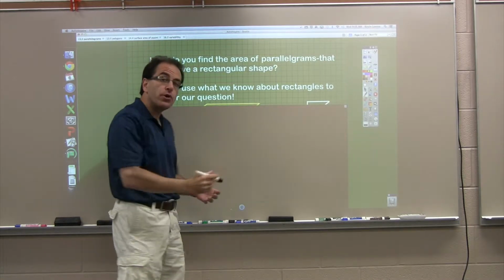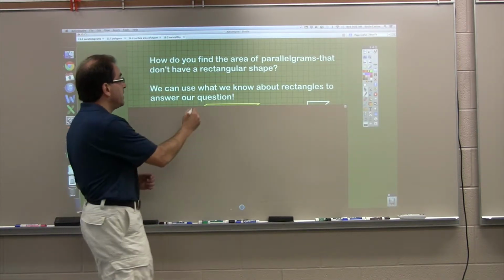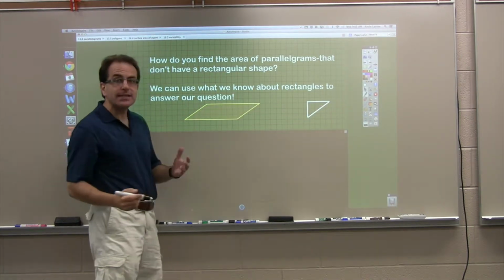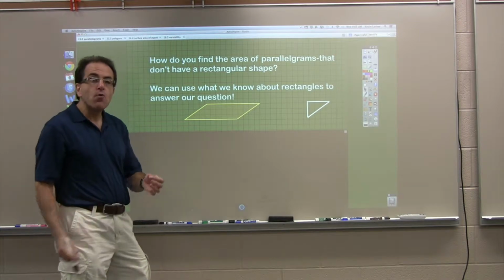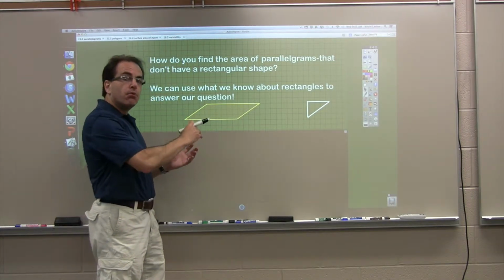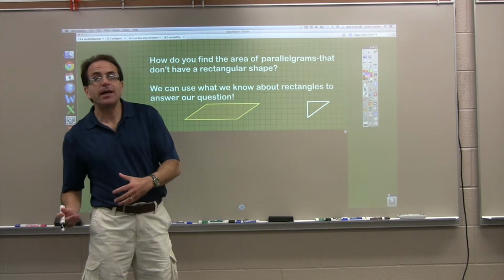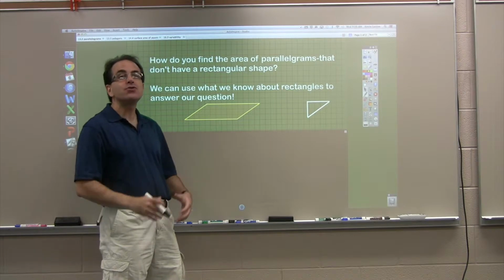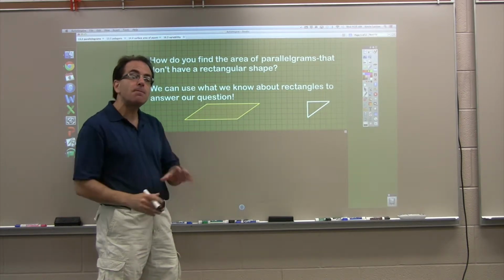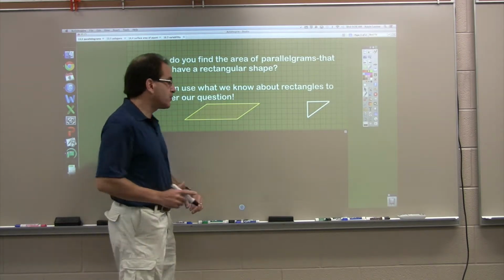So we're going to use what we know about rectangles and finding the area of rectangles to help us find the area of a parallelogram. I've got a parallelogram here. Clearly, it does not look like a rectangle or square, but we can use what we know. We can break this shape apart, which is called decompose, and then we can put it back together in a different way, which is called compose. So we're going to break it, then put it back together, but it's going to look very different when we're done to help us see how this works.